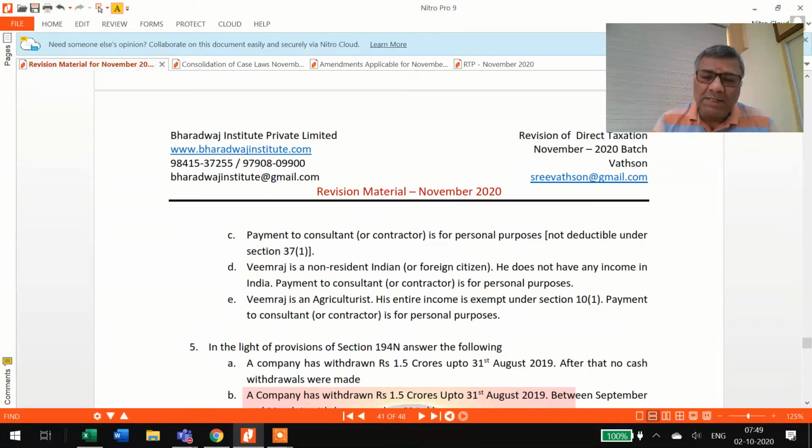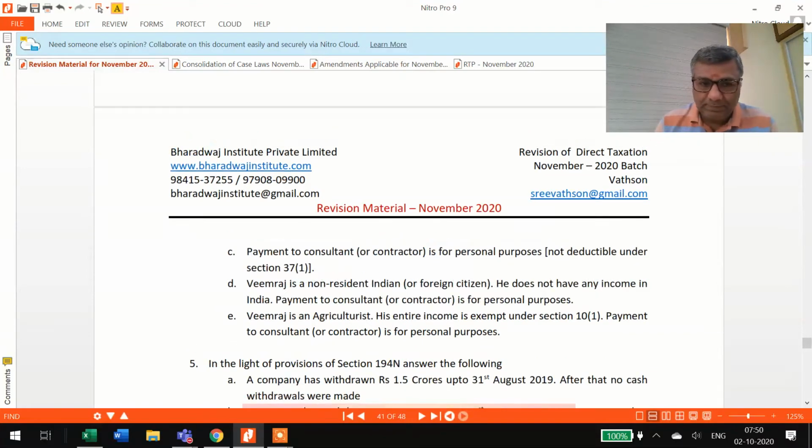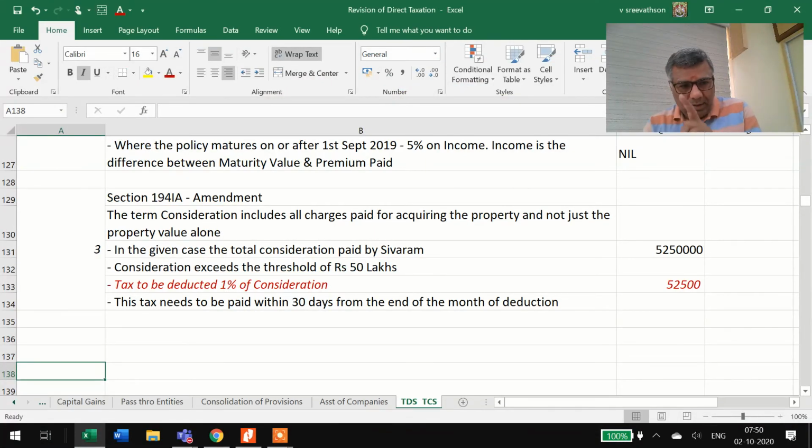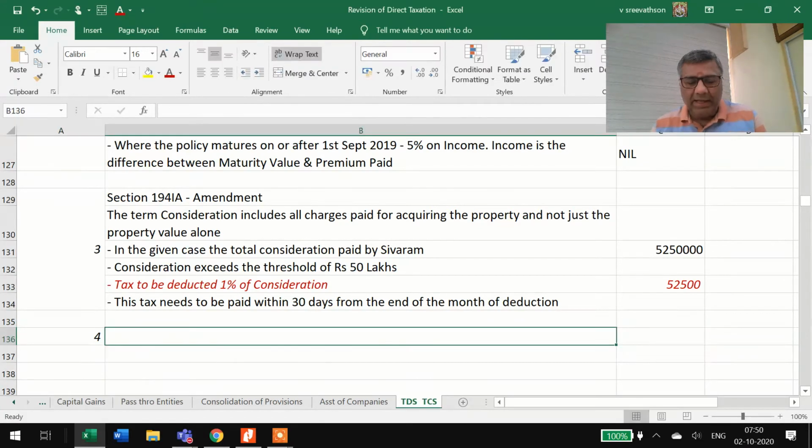Four, Bhimraj is a non-resident Indian or a foreign citizen. He does not have any income in India. Payment is for personal purpose. Five, Bhimraj is an agriculturist. His entire income is exempt under 10(1), but he is making this payment for personal purposes. I will answer it also in 194N. I'm answering it here also.